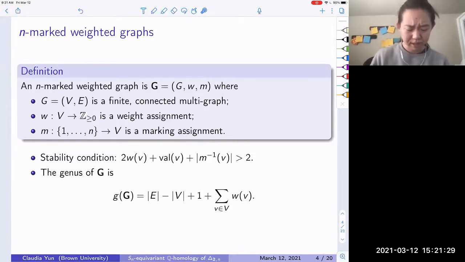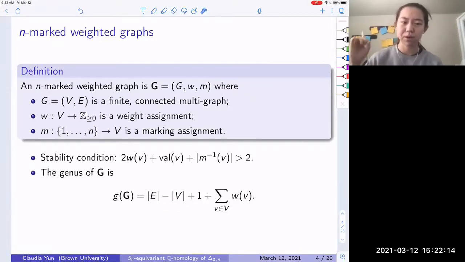And we impose a stability condition on our weighted graph by requiring at each vertex v that 2 times the weight plus the graph theoretical valence plus the number of markings, this quantity, be greater than 2. And so we mentioned that in this multigraph, self loops are allowed, and in particular, self loops contribute twice to the graph theoretical valence. And we define the genus of such a graph to be the first Betti number of the graph itself plus the total weights.